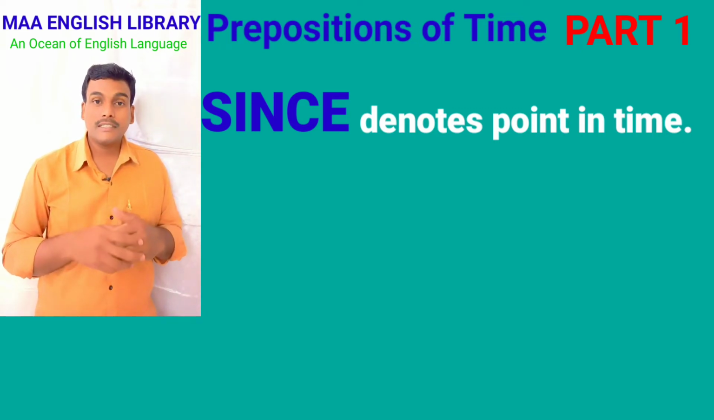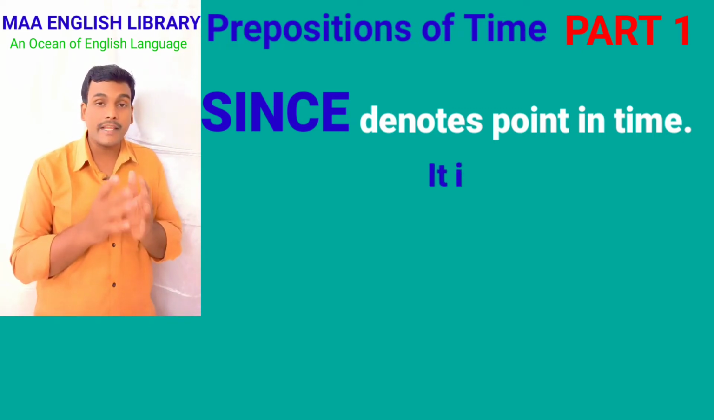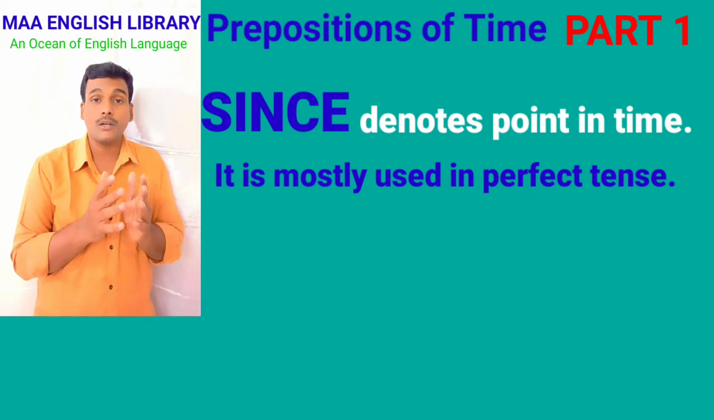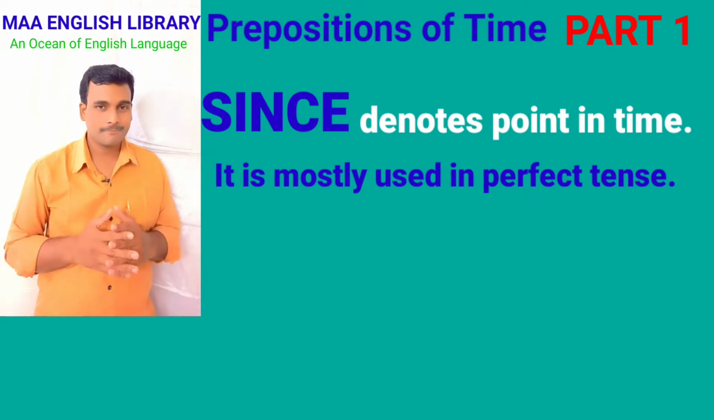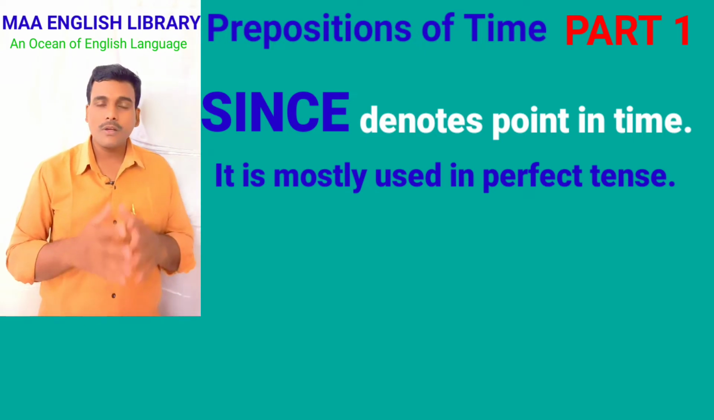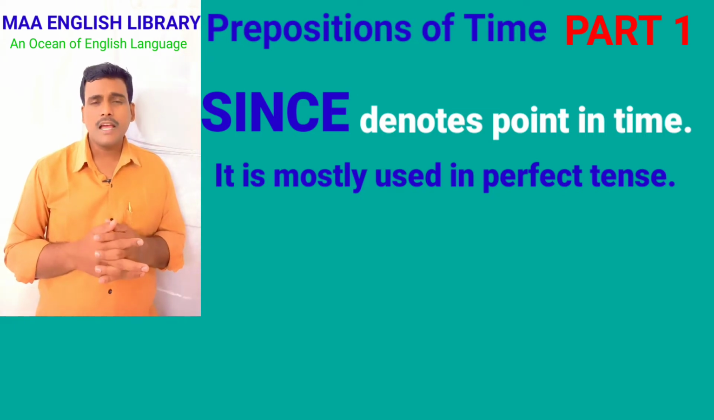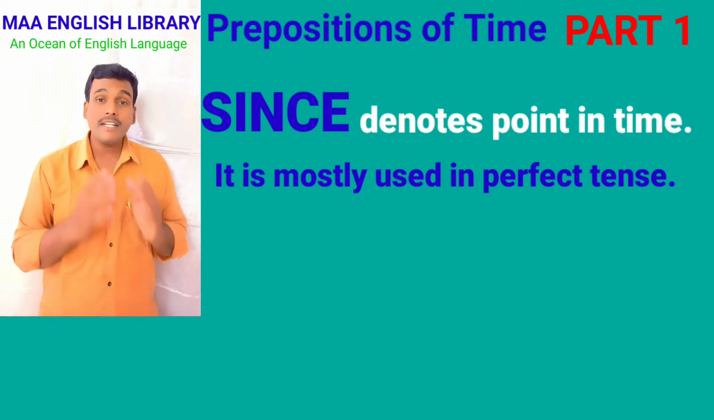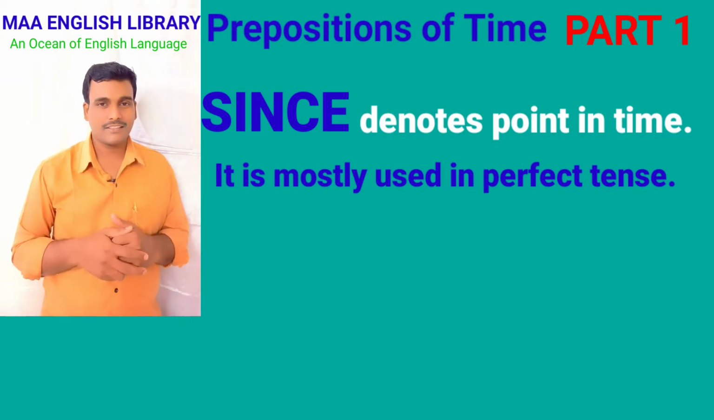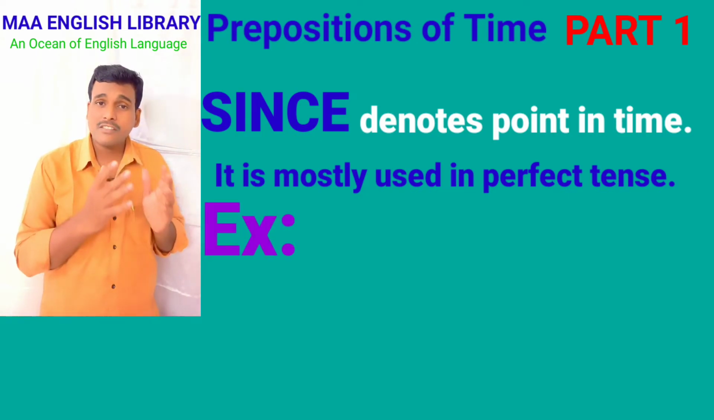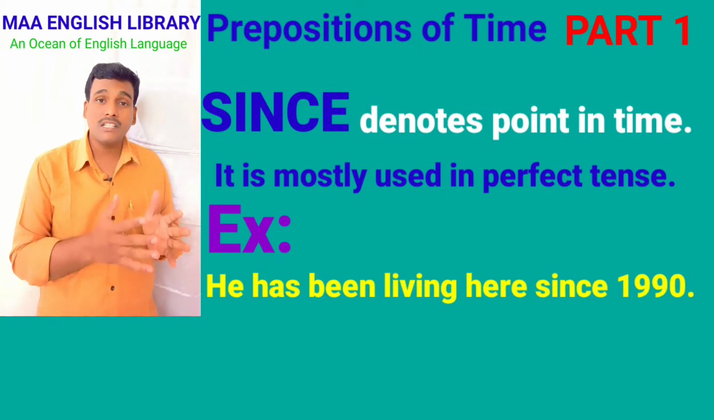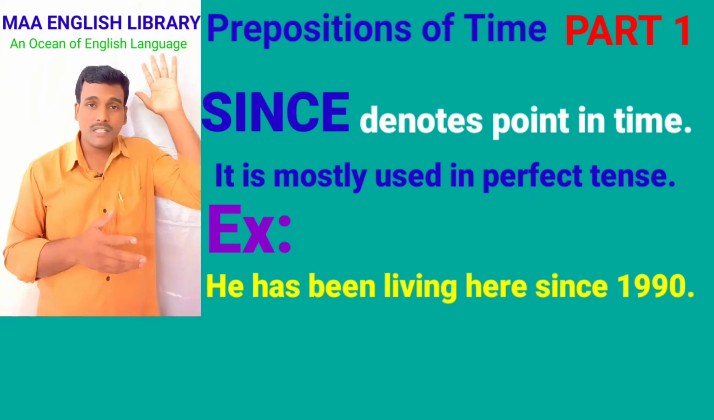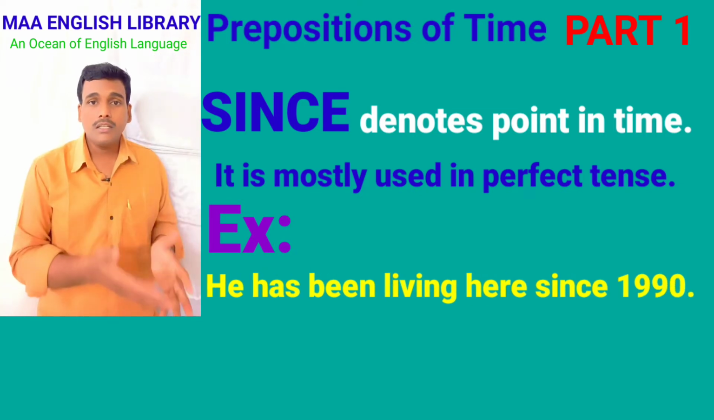Okay, and "since" is mostly used for perfect tenses. Of course, some other tenses also use it, but it's widely used for perfect tenses. Okay, and "he has been living here since 1990" means from the year 1990 he is living here.